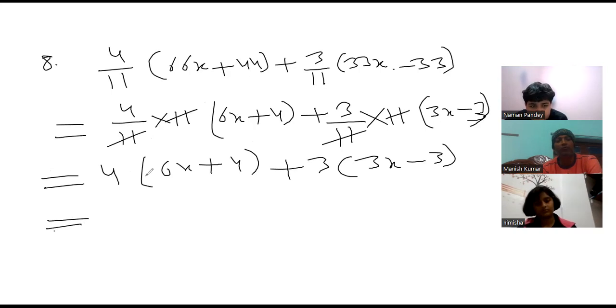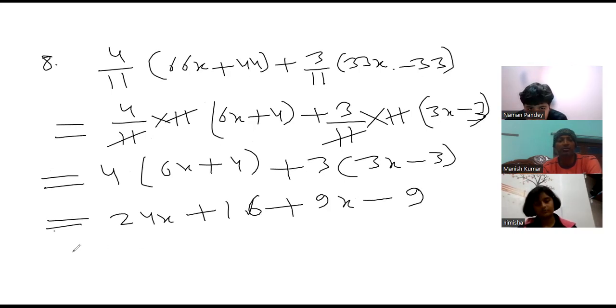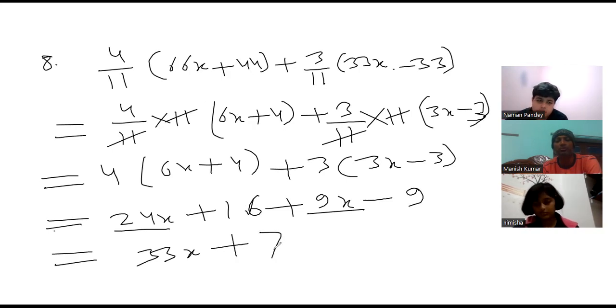Yes, sir. Equal to 4 into 6 is 24x plus 16 plus 9x minus 9, equal to 24 plus 9 will be 33x plus 16 minus 9 is how much? 7. Is this the option given in the quiz? Yes, sir. First option is only given, 33x plus 7. Was it difficult? No, sir. Then now next one, ninth question. I think this question is repeated. Have you done it before?